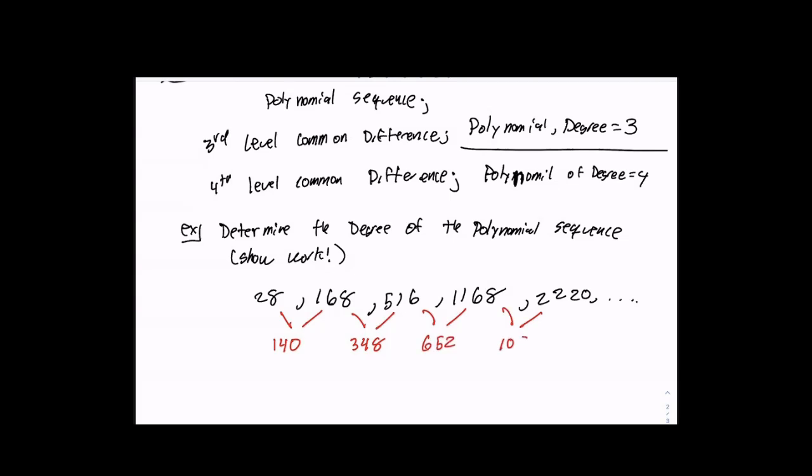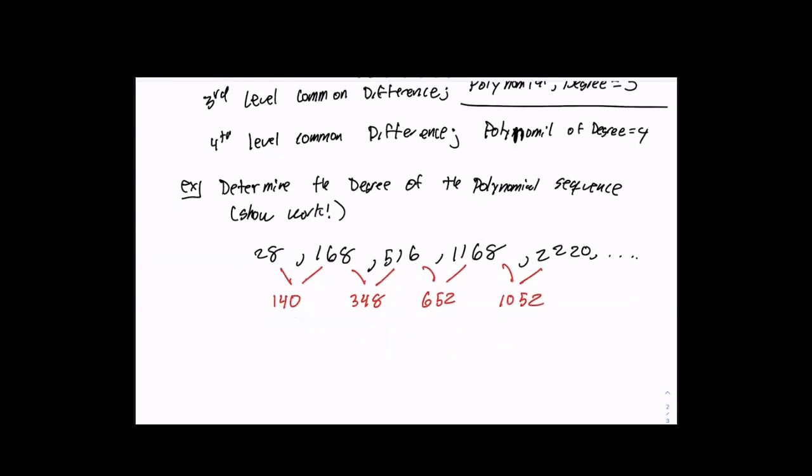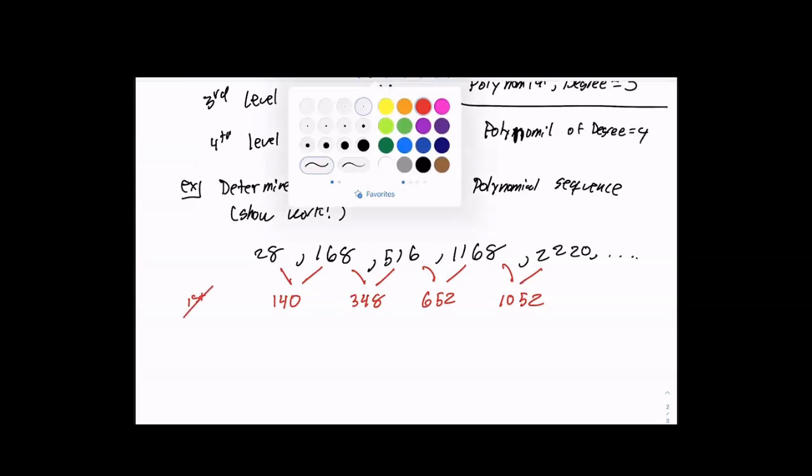and then 1,052. Is this degree 1? Yes or no? No. This is the first level. It might be second order. We're going to check because these numbers are not all the same. It needs to be the common difference. It needs to be the same number each time. So that's the first level. So no. So let's check the second order now.